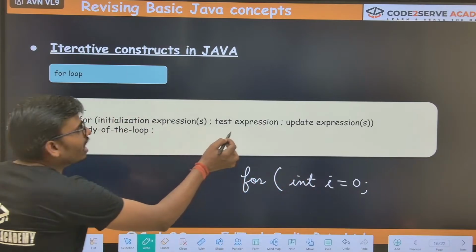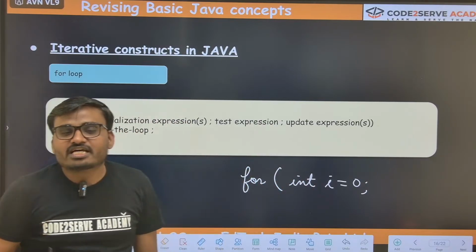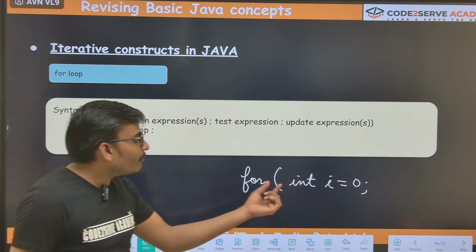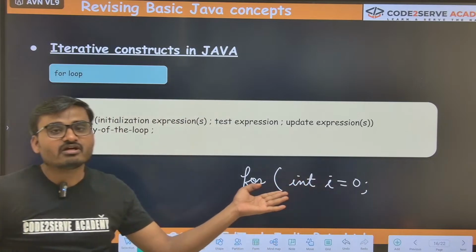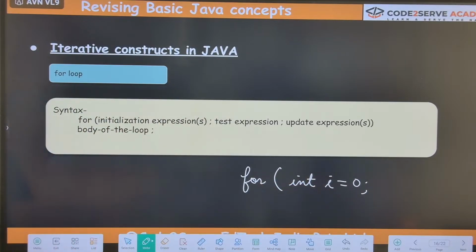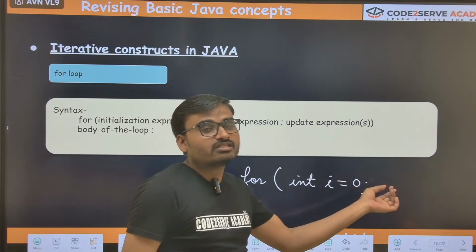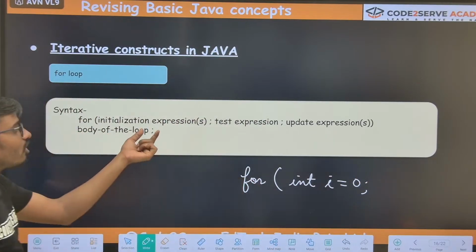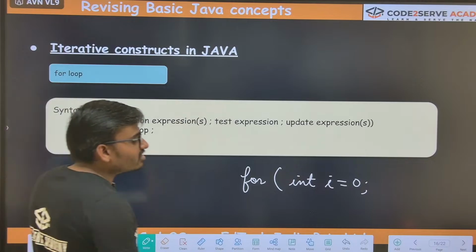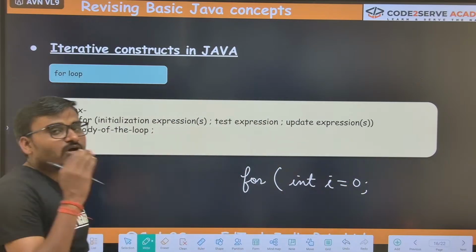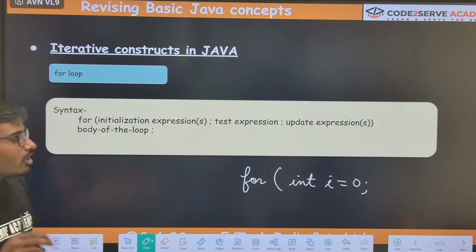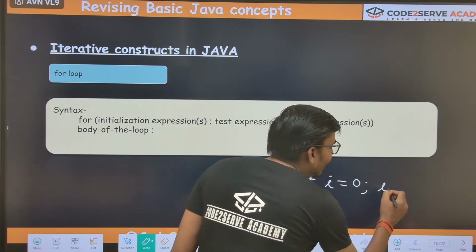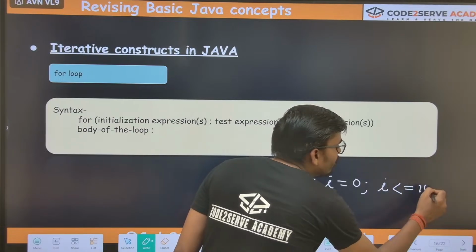Then in the second part, we have the test expression. Test expression means up till when this loop should run, that is, how many times you want to run this loop. So you'll write the logic over here, the terminating condition, or the test expression. If I say I want to start from 0 and go till 10, and 10 is also allowed, you will write the second condition as i <= 10.